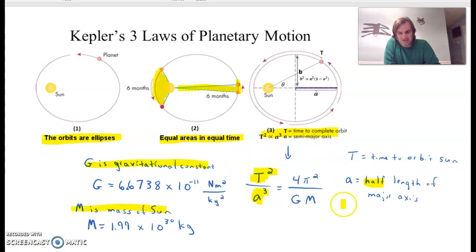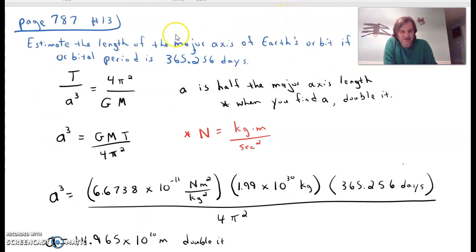So we're going to use this formula down here from the third law of motion to solve a problem, and then we will do some more in the coming days. So let me just set this up. The question here is page 787, number 13. It says, estimate the length of the major axis of the Earth's orbit if the orbital period is 365.256 days. So let's talk about what we have. We have the formula, which has the orbital period T, half the length of the major axis A, G the gravitational constant, and M the mass of the sun. So 4 pi squared is a constant. What we're trying to do is look for the length of the major axis.